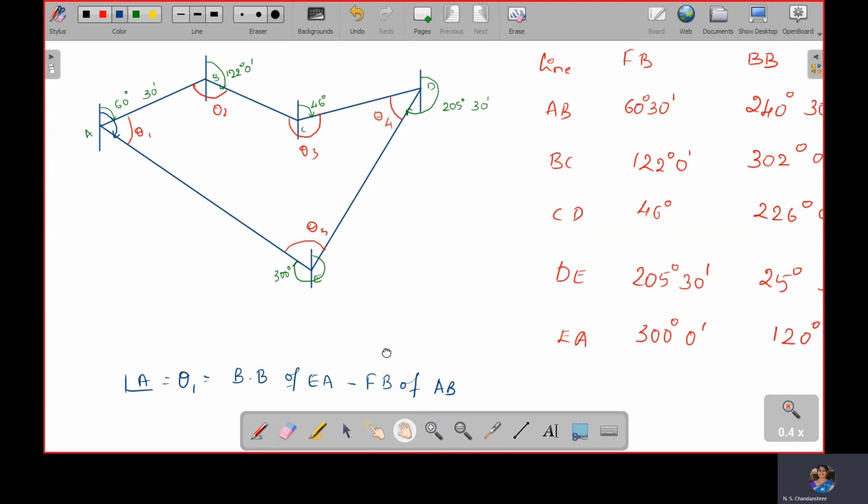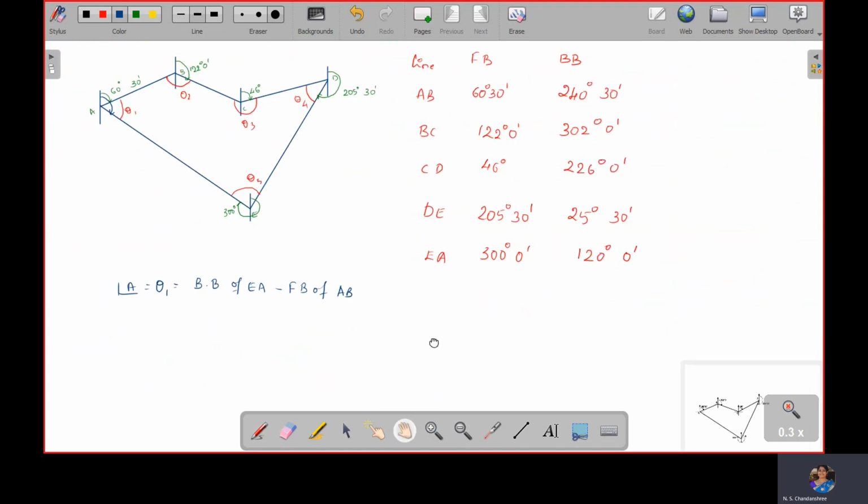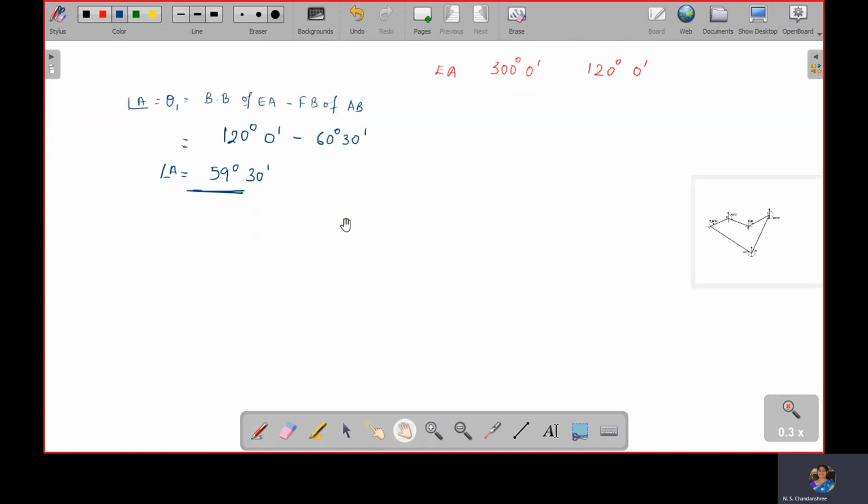So from the values in the table, what is the back bearing of the line EA? It is 120 degrees 0 minutes, minus the forebearing of line AB, which is 60 degrees 30 minutes. So we will get the answer, angle A is equal to 59 degrees 30 minutes. Similarly, we'll calculate other angles.